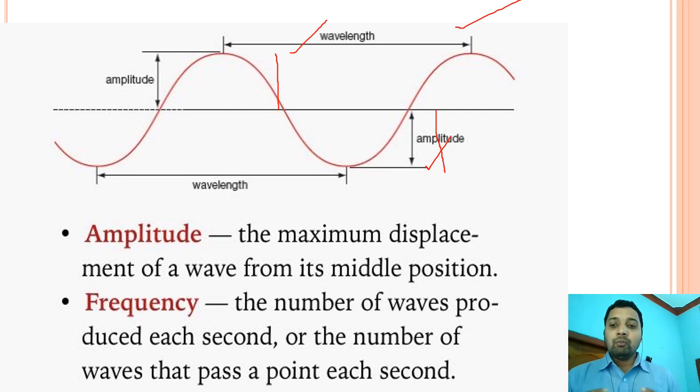To produce one wave, from one crest to the next, how much time is required for the wave? That is called the time period. And frequency equals 1 by time period. Time period equals 1 by frequency. Frequency has the SI unit Hertz.